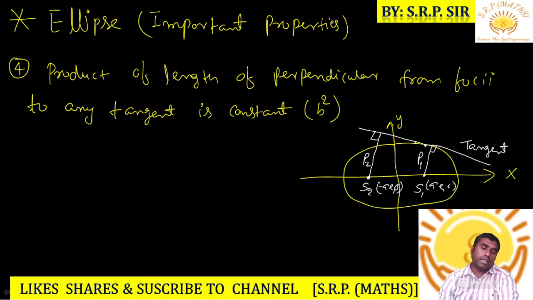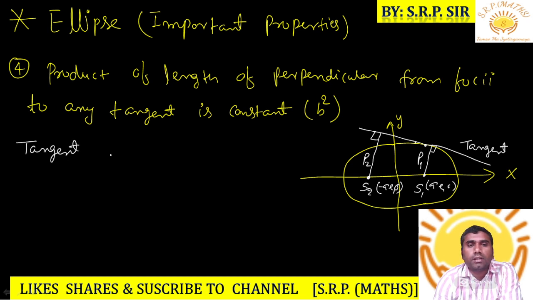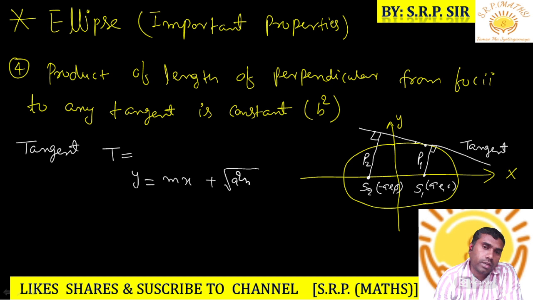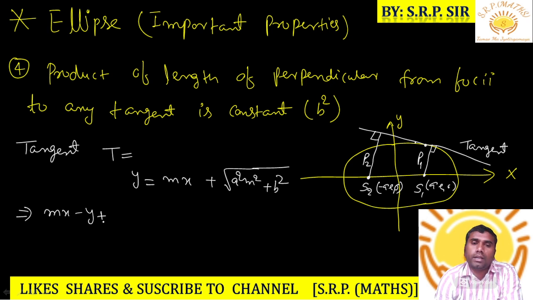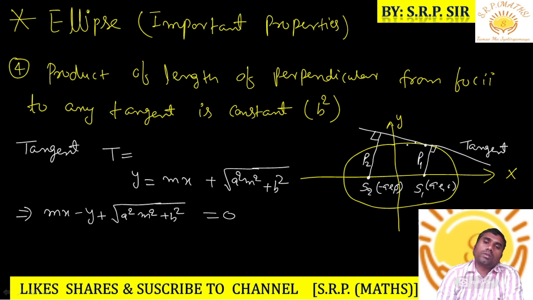If you want to check, we can very easily check it. The tangent equation T, we can write in the form y is equal to mx plus root under a square m square plus b square. If you take all the terms to one side, it becomes mx minus y plus root under a square m square plus b square equal to 0. Now we want to find the perpendicular distance from these two points.